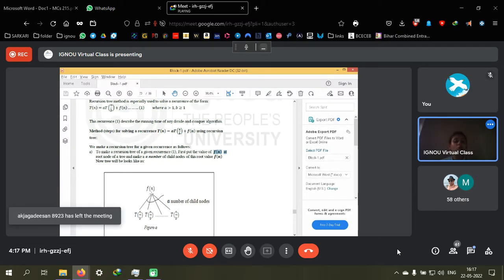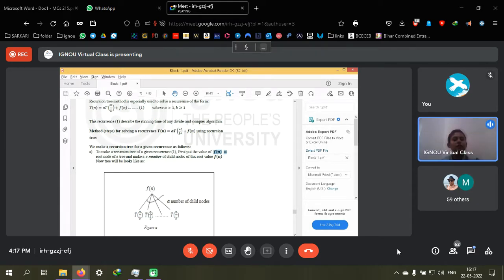How many children will this particular root node have? It depends on the value a. If the value a is 2, you have to create 2 children. If it is 4, you have to create 4 children. And what will be the value of each child? That is n divided by b. Clear? So here is f(n), here are the children, that is the number of child nodes, and the value is always n divided by b.